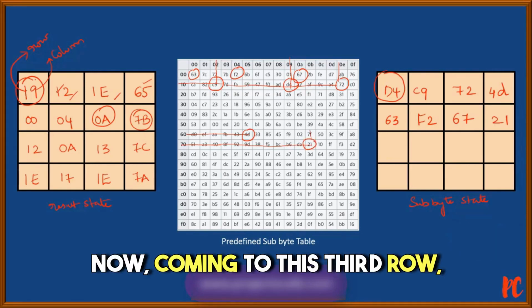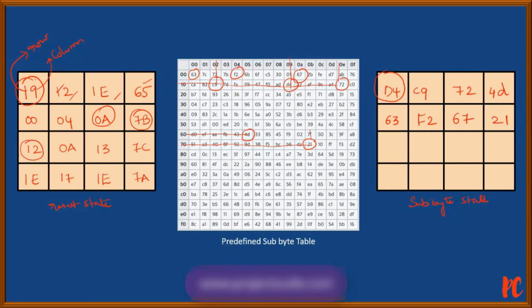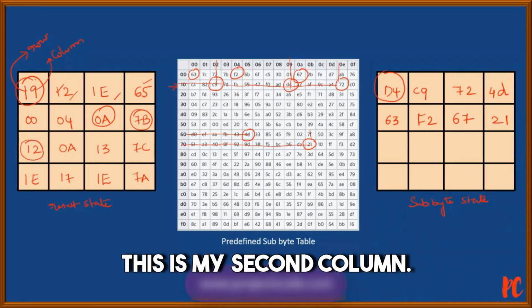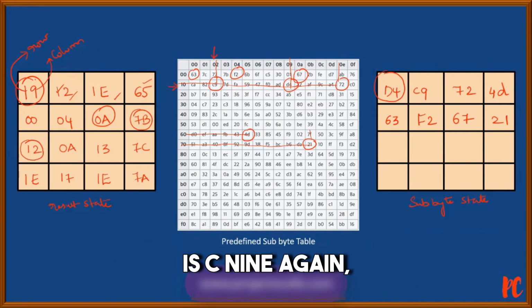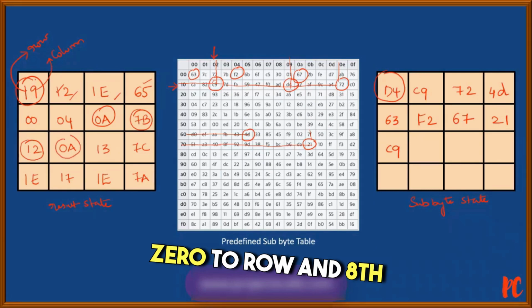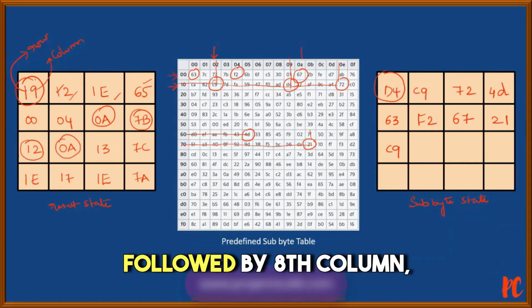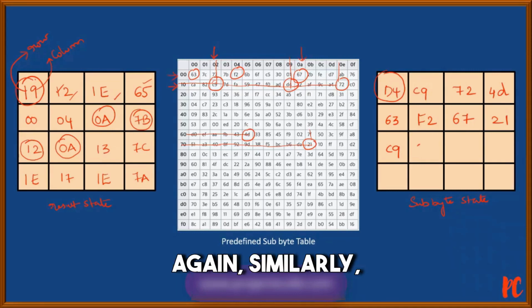Now coming to the 1st row and 2nd column, the point of intersection I need to take. This is my 1st row and this is my 2nd column. So the point of intersection is C9 again, right? So C9. Similarly, 0th row and 8th column. So this is my 0th row followed by 8th column, which is nothing but 67 again.